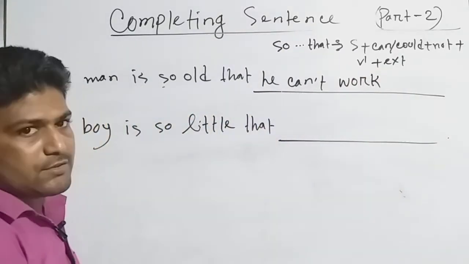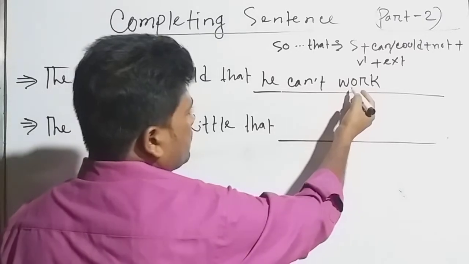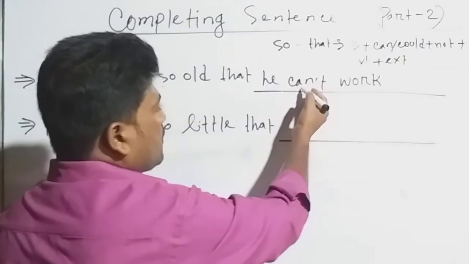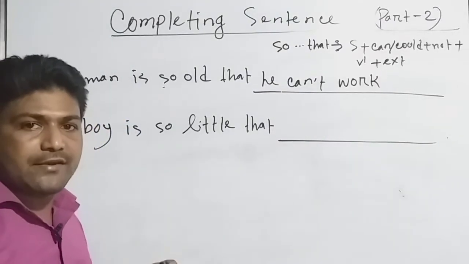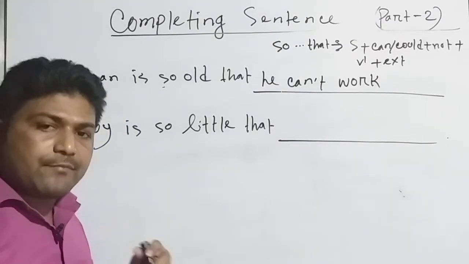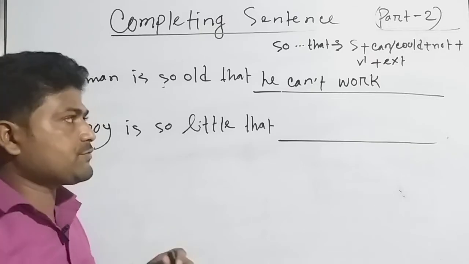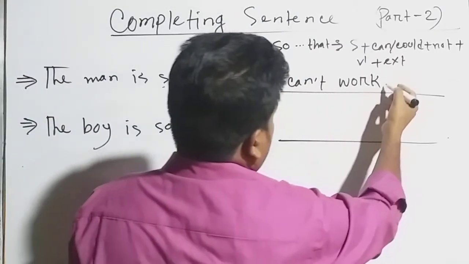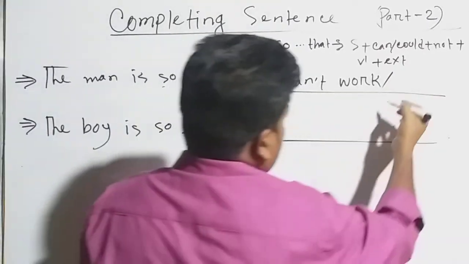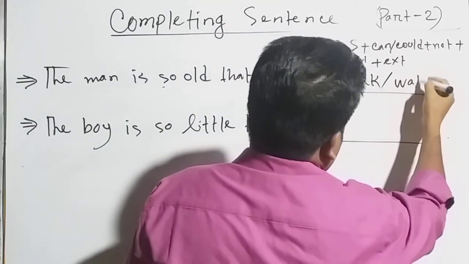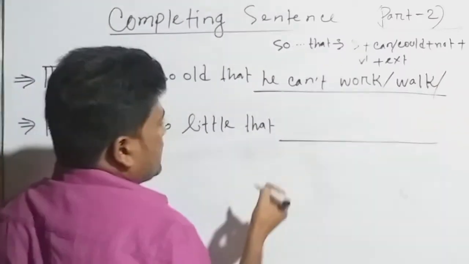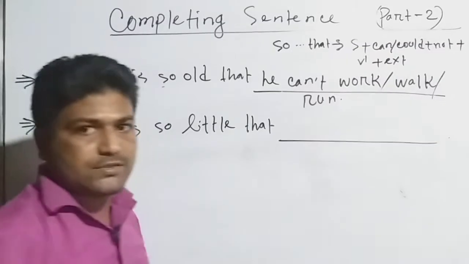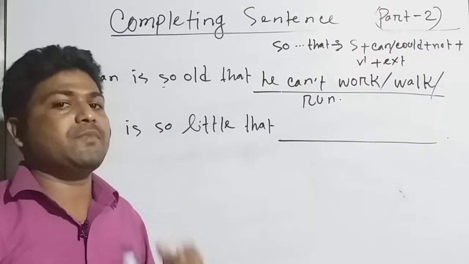Okay, dear learners and viewers, here work will always be base form or present form, because there is a modal auxiliary verb, can. After the modal auxiliary verb, the finite verb will always be base form. We can use here: the man is so old that he cannot work, or he cannot walk, or he cannot run. Okay, in this way we can complete this type of incomplete sentence.